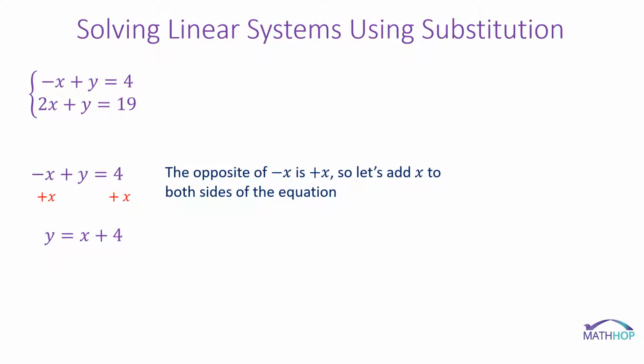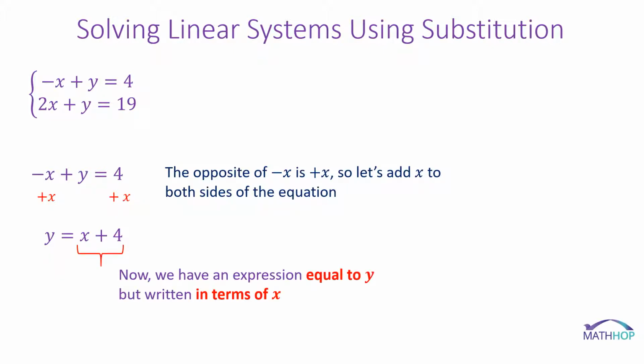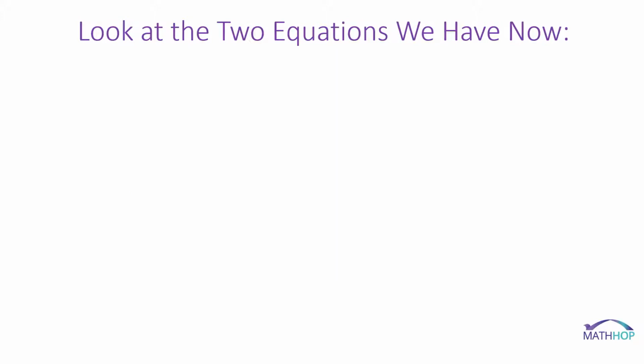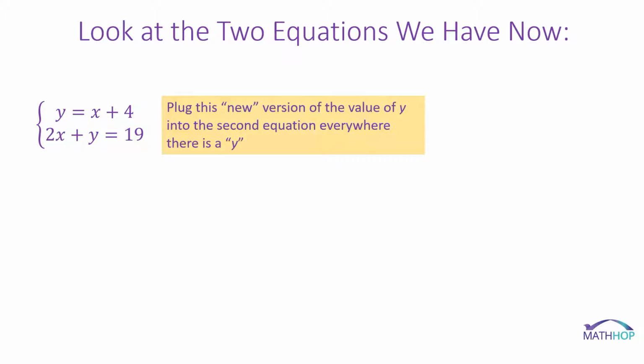So why is it so helpful? Well, now we have this expression, x plus 4, that's equal to y, but it's written in terms of x. Therefore, I can plug this x plus 4 into the second equation everywhere I see a y and solve for x. All right, let me show you the two equations we have now. We have y equals x plus 4 and 2x plus y equals 19. Now we can take this new version of the top equation and plug x plus 4 in everywhere we see y down here.